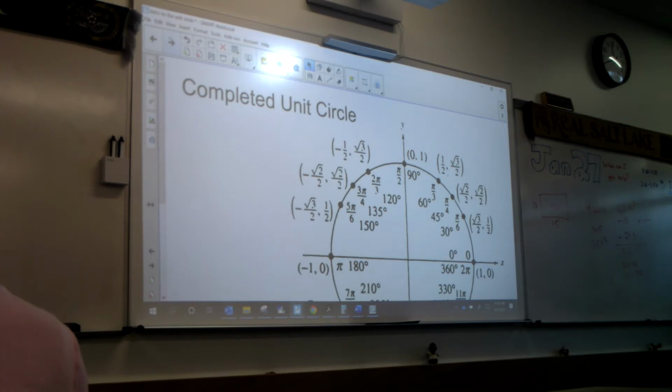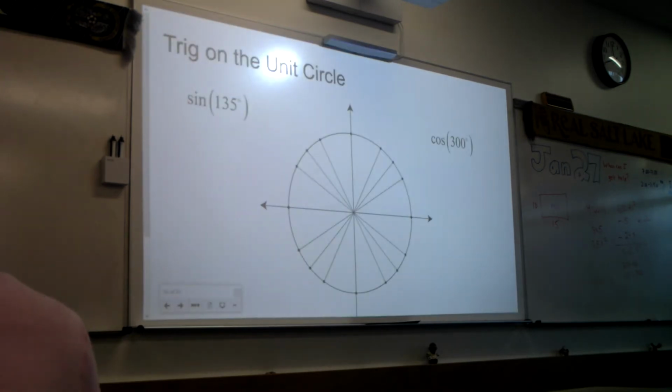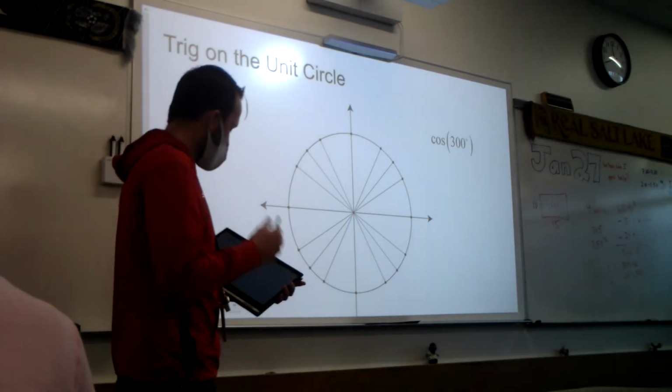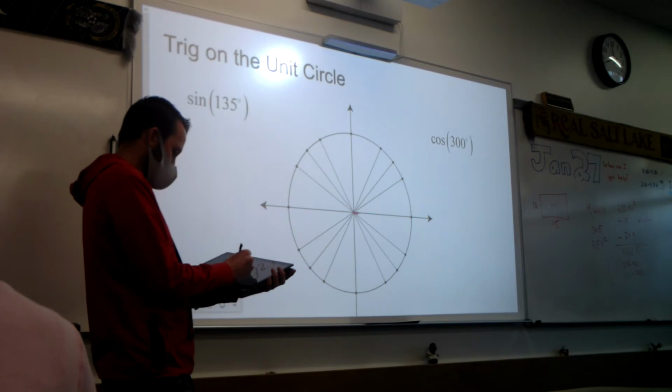So this is where I filled it all out. Okay, so let's say that I was asked to find the sine of 135 degrees. How do we do that? Well, you guys have your unit circle? Go to 135 and tell me what are the coordinates at 135.